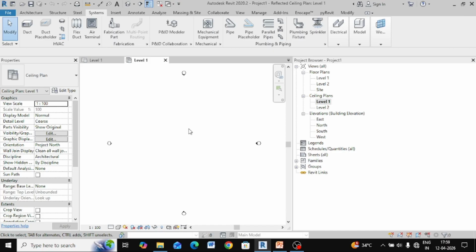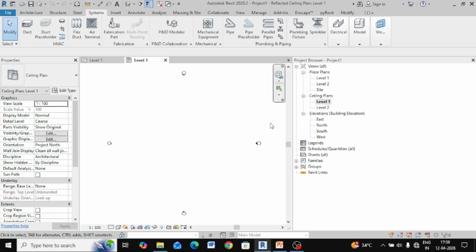Third one, based on usage. Floor plans are used for layout and space planning, while ceiling plans are used for service coordination and installation at ceiling level. Fourth one, based on MEP usage, floor plans are used for routing services at lower levels, while ceiling plans are used for routing services above the ceiling. Understanding both plans is essential for avoiding clashes and ensuring proper coordination between different disciplines.